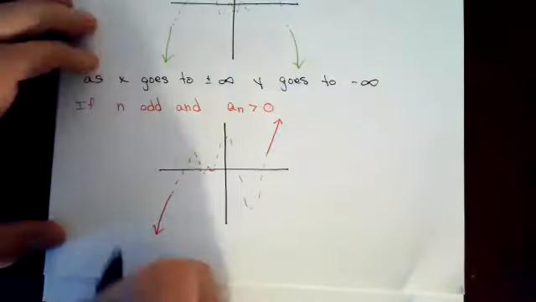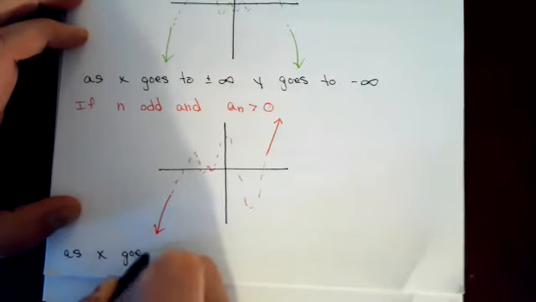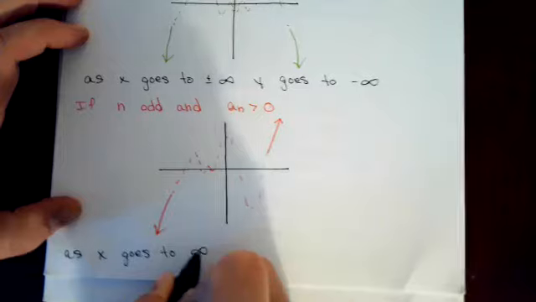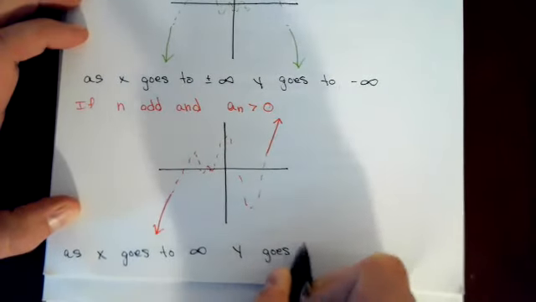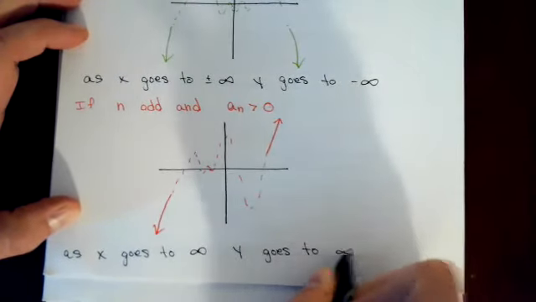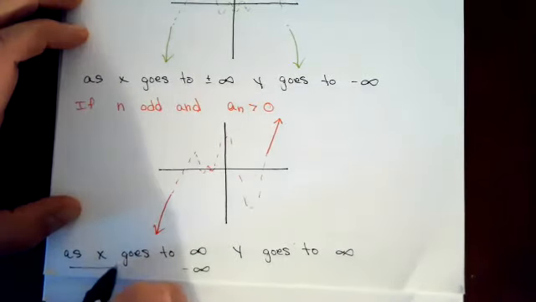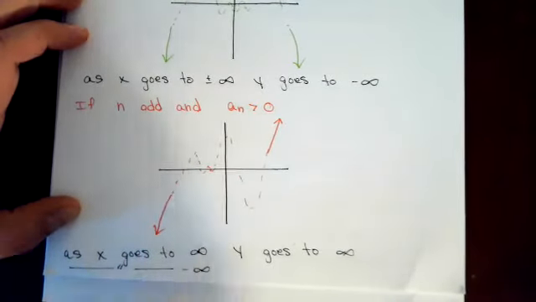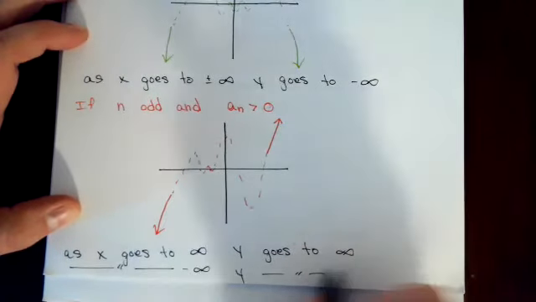So let's just go ahead and write as x goes to infinity, y goes to infinity. Likewise, as x goes to negative infinity, I'm just going to put ditto marks, y goes to negative infinity.